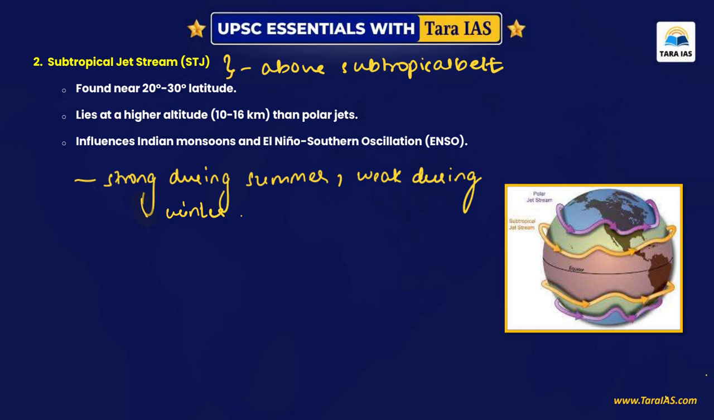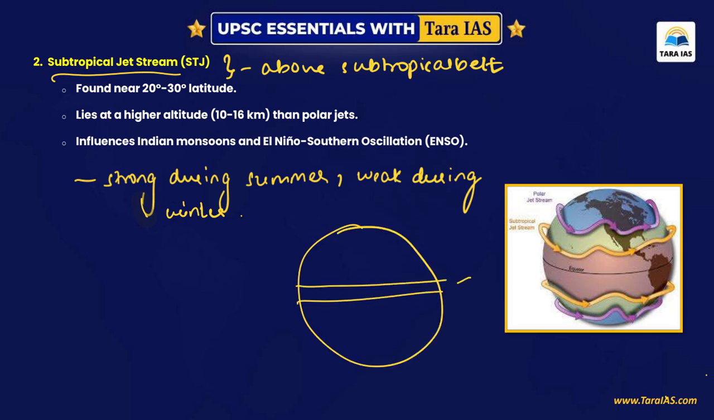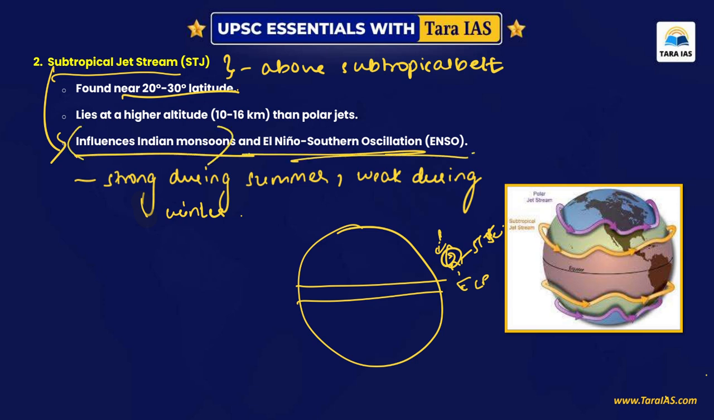Okay, next comes the subtropical jet stream. Again, where is it formed? When warm air from the equatorial pressure belt and cool air from the subpolar region come together, convergence happens, and that's when the subtropical jet stream is formed. Here it is at 20 to 30 degrees latitude. What is its influence? It influences the Indian monsoons and El Nino and the Southern Oscillation. In this video we will not get into details of how the subtropical jet stream determines the Indian monsoon. We'll do that when we deal with the Indian monsoons.